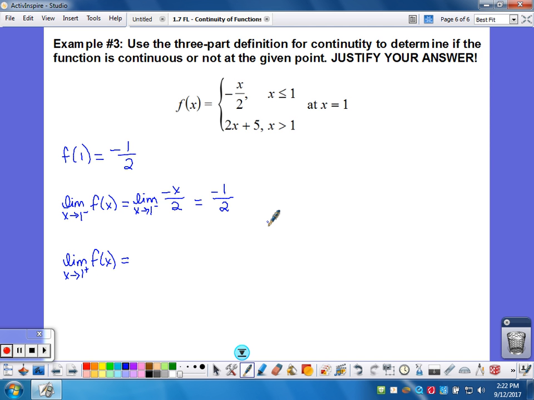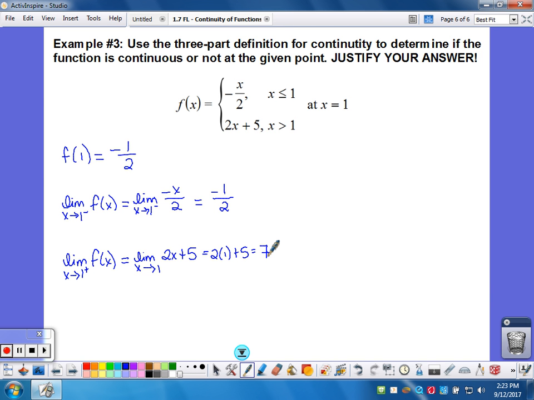Okay, but I can't just say that my limit is going to equal negative 1 over 2 because I don't know what's happening from the right side. I need to find that value as well. So for the right side of my function, I need to use the part of my function that has values for x greater than 1, such as 2, 3, 4. So that would mean using the second part of the function. So I need to find the limit as x approaches 1 of 2x plus 5. And again, I can use direct substitution. And when I use direct substitution, I find that my limit is equal to 7.